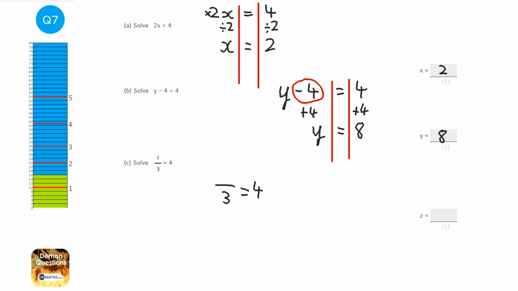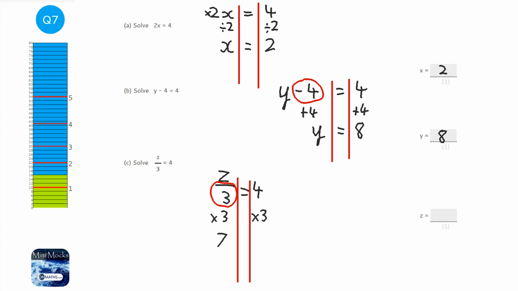So that was a 2 for a second, but it's a z. Right. So this one's slightly harder. Only if we don't know what over means. Now, over, which is this bit here, over 3, means divide by 3. So the opposite of divide by 3 is times 3. So we have times 3 both sides. So z equals 4 times 3, which is 12.